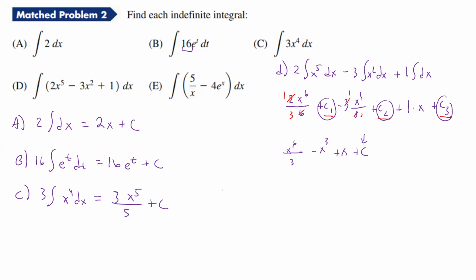Now E. Let's see if we have enough room here. So now I can pull out a 5, that's 1 over x dx, and I can pull out a 4, that's e to the x dx. Well, 1 over x, what's that? That's ln of the absolute value of x. So that's going to be 5 ln absolute value of x plus c1, and we have minus 4 times e to the x, which is e to the x, plus c2. Now c1 plus c2, I'm just going to call that c. So that gives me 5 ln absolute value of x minus 4e to the x plus c, and that would be my answer.